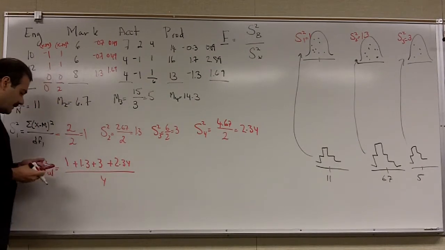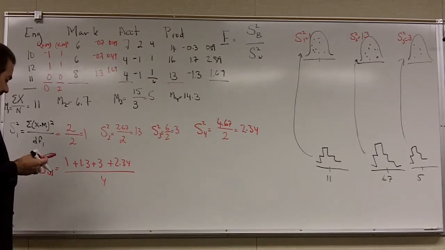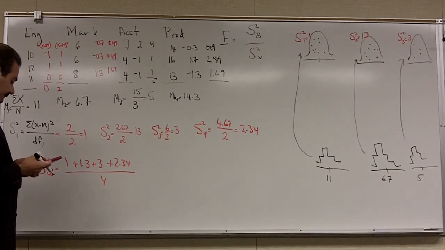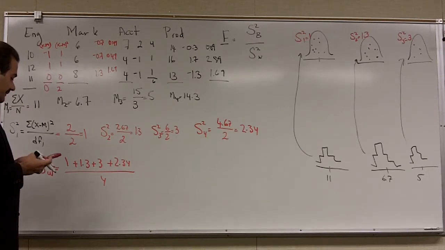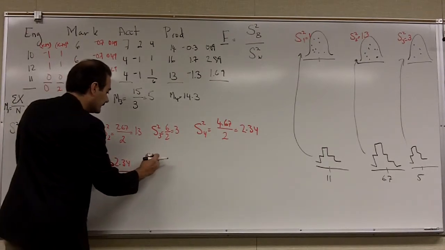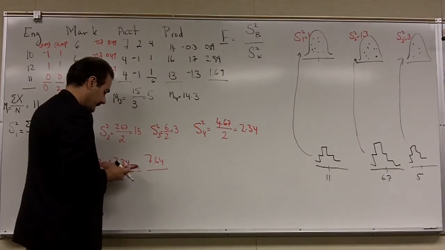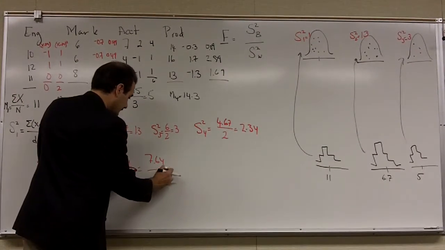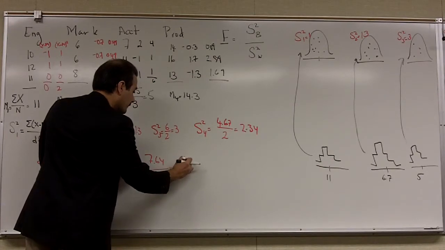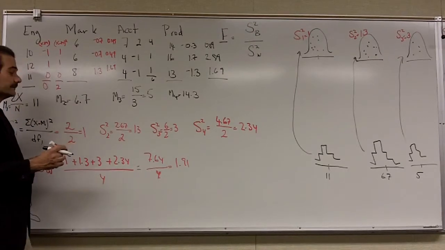You've got four values, and you average them, so you just add them together. And you divide by the number of values you have, or number of scores you have. And that gives us 7.64 divided by 4, which gives us 1.91. So s squared within is 1.91.